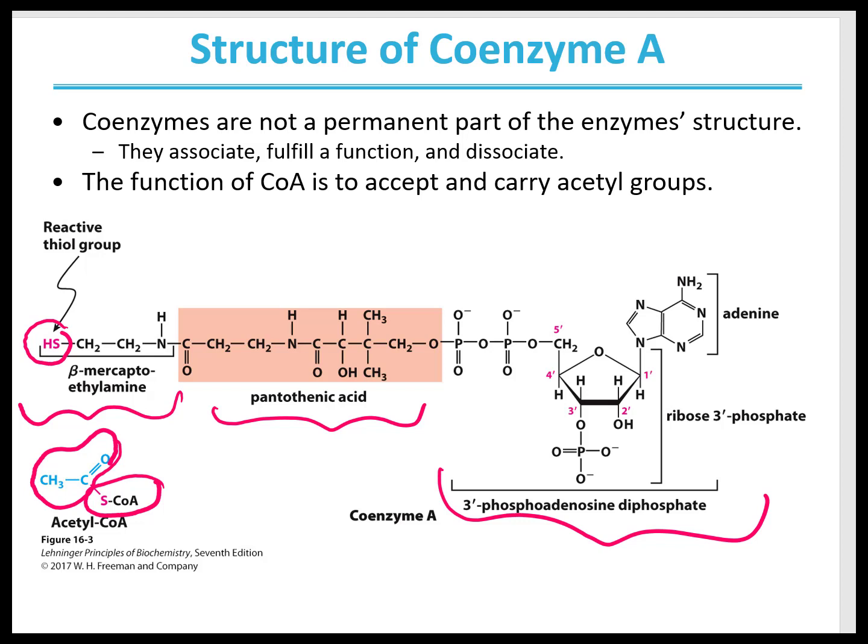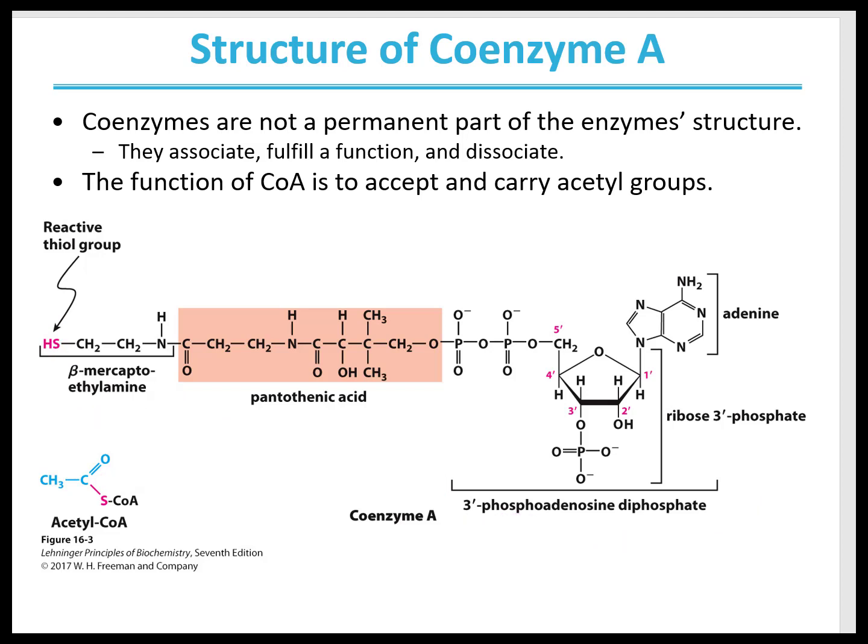So technically, let me get my eraser so I can show you what we're talking about. So this is a thioester bond, and I'm going to put a squiggle here to show that it is a really high energy bond. And the resulting molecule is called acetyl coenzyme A. So it is acetyl coenzyme A, also called the activated form of the acetyl group, that enters the citric acid cycle.